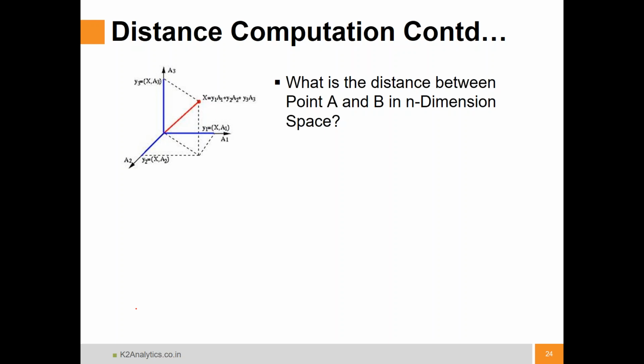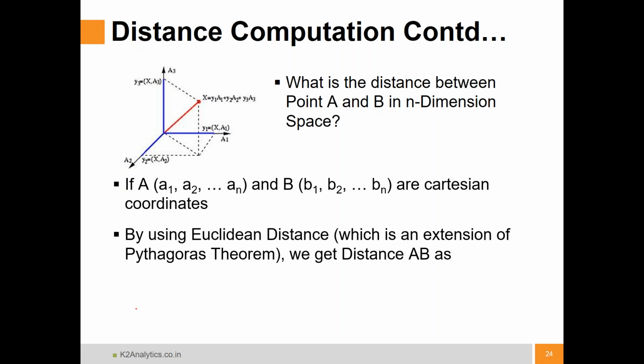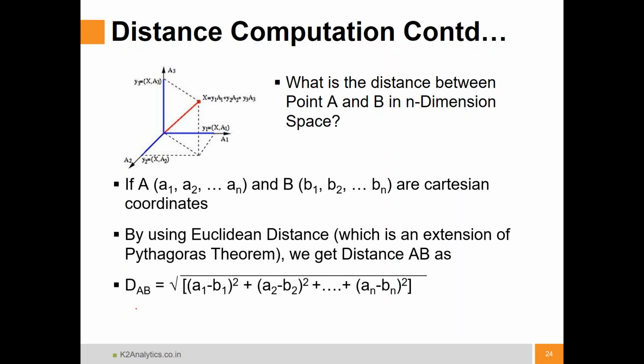So when we go to n dimension space, what we do is the same extension of the Pythagoras theorem, and that formula is called Euclidean distance. Basically, a1 minus b1 the whole square plus a2 minus b2 the whole square plus a3 minus b3 the whole square plus dot dot dot an minus bn the whole square. And that's how we compute distance between two records.